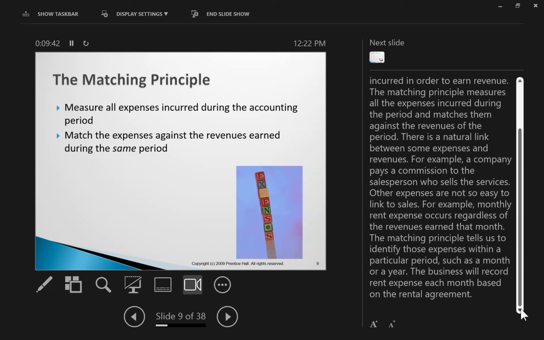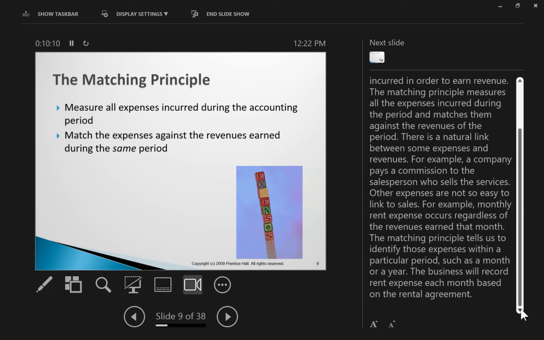So you can have variable expenses and you can have fixed expenses. Rent would be a fixed expense. Regardless of how much you sell, you're always going to have to pay rent. Whereas a variable expense would be the commission to the salesperson. The more he sells, the more you're going to pay him in commission, which means more expense. So you've got your variable and your fixed expenses.